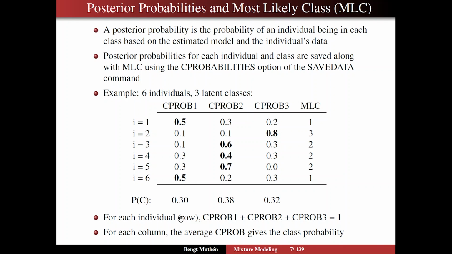For each of these rows, the probabilities sum to 1: 0.5 plus 0.3 plus 0.2 is 1. And for each column, the average C probability gives the class probability. So you average over these values and you get 0.30.